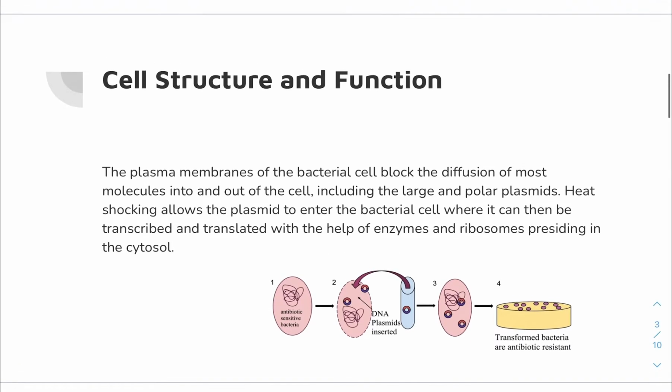Now on to Unit 2 of AP Biology, cell structure and function. Part of the cell structure is the plasma membrane, which we did talk about in terms of the chemistry of life and how those interactions take place. But the plasma membrane blocks the diffusion of the plasmid, as we previously stated. So the plasma membrane needs to be deformed in some way, which is the heat shock, to allow the plasmid to enter the cell.